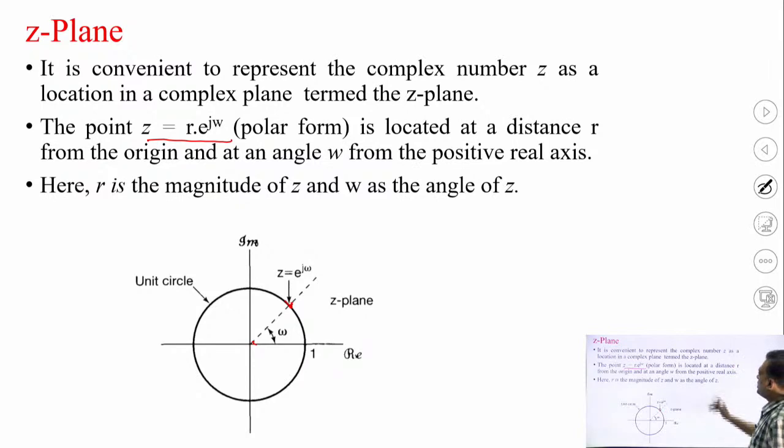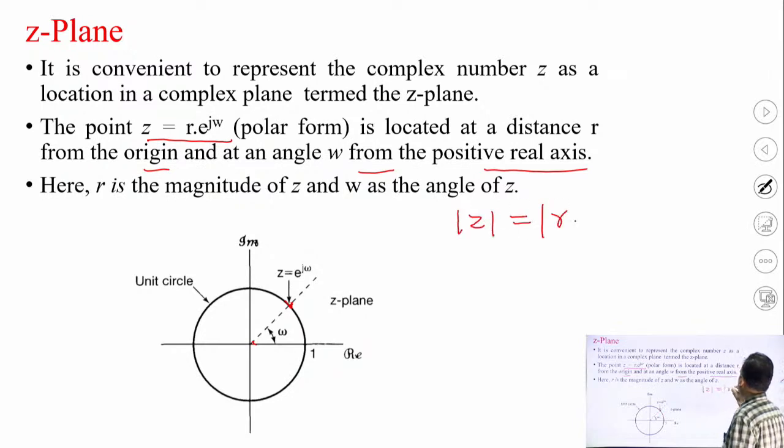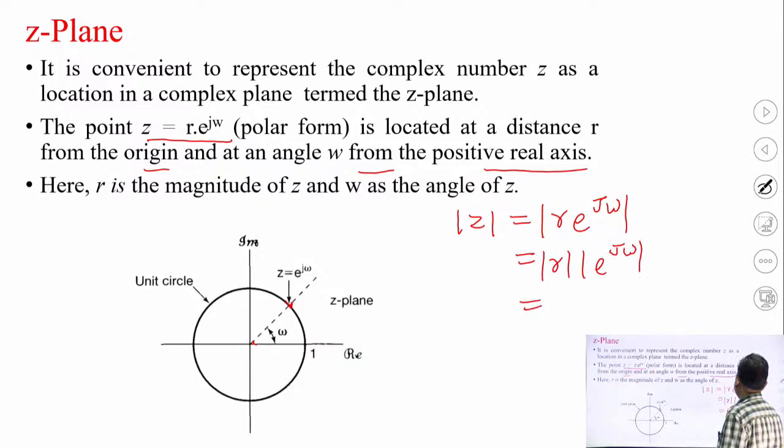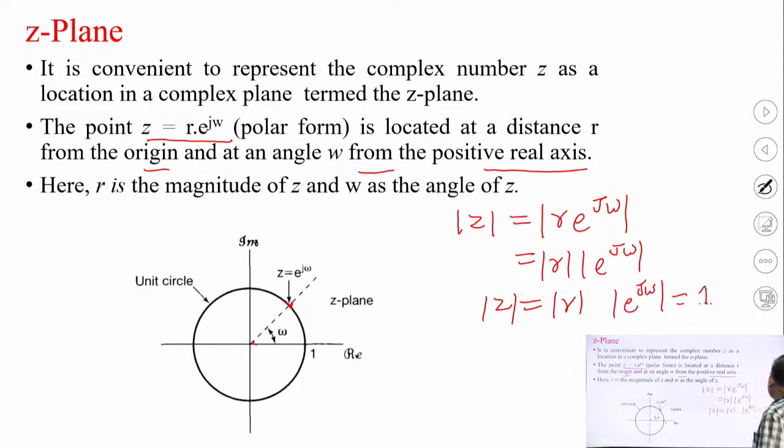So the point z = r is located at a distance r from the origin and at an angle ω from the positive real axis. Here r is the magnitude of z. If you take the magnitude of z, you take the magnitude of r e^(jω), which is |r| |e^(jω)|, and this becomes |r|, since |e^(jω)| will always be 1. So |z| equals r, and ω is the angle of z.